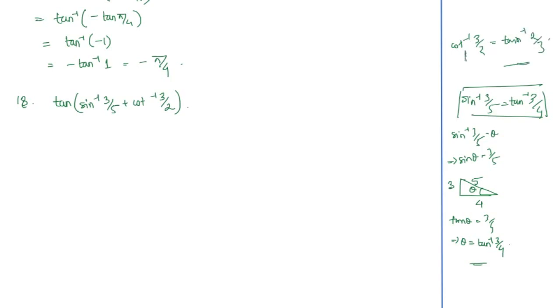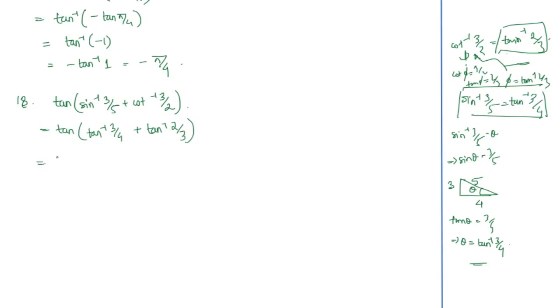Okay, because cot inverse 3 by 2 is, let it be phi this time, because we had already assumed theta. So cot phi is equal to 3 by 2, that means tan phi is equal to 2 by 3. It gives you phi is equal to tan inverse 2 by 3. So remember, sine inverse 3 by 5 we can write it as tan inverse 3 by 4, and cot inverse 3 by 2 we can write it as tan inverse 2 by 3.